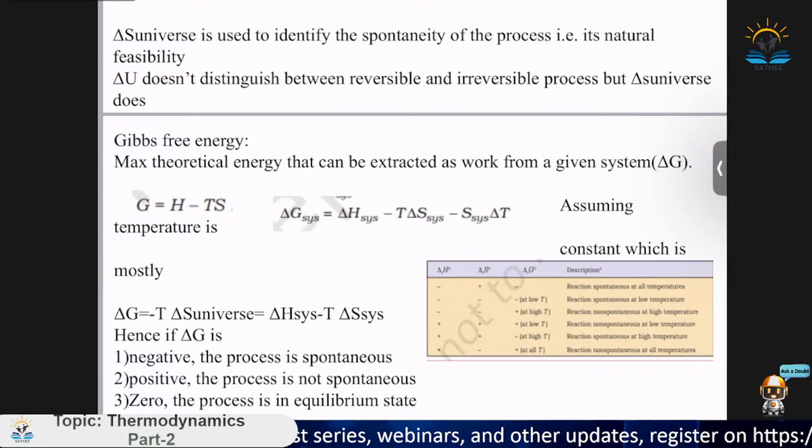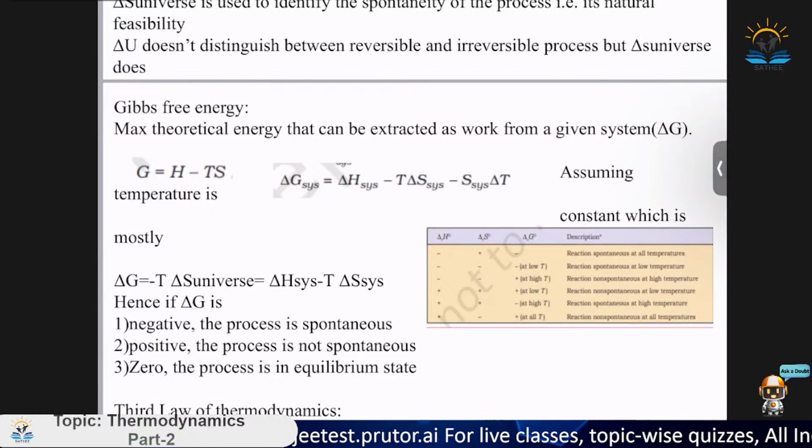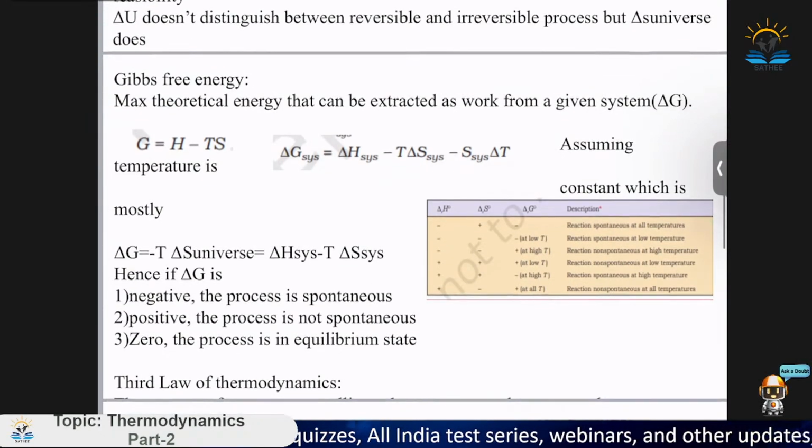Your G is H minus TS theoretically, but experimentally you can only find delta G. Delta G system is delta H system minus T delta S system. But your temperature mostly remains constant, so your delta G is delta H minus T delta S mostly.